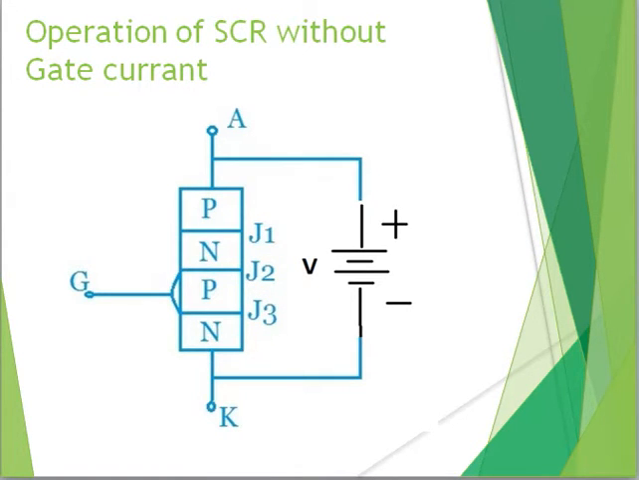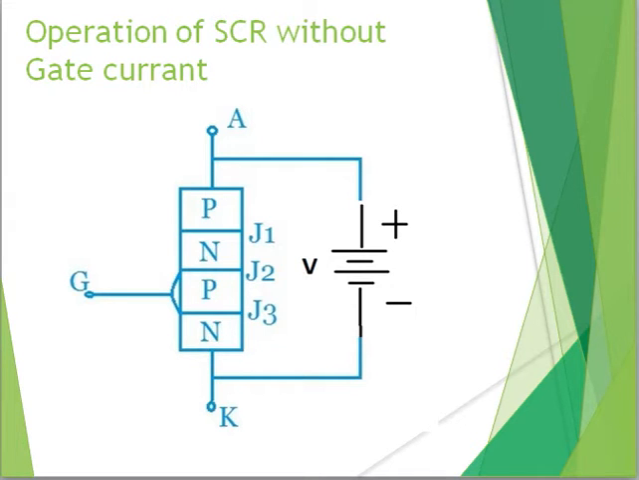Therefore, current does not flow through SCR. The entire applied voltage will come across the junction J2, this junction. The entire voltage applied across the anode and cathode comes across junction J2 because it is reverse biased. Hence, current does not flow through the SCR.